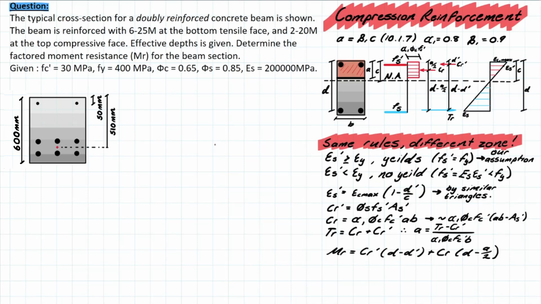So let's take a look and see what we're dealing with. Alrighty, so let's take a look at this problem. I picked a super easy one for us today. We have a typical double reinforced concrete beam, and we have 625 Ms on the bottom face, and we have 220 Ms at the top, and it gives us our effective depths.